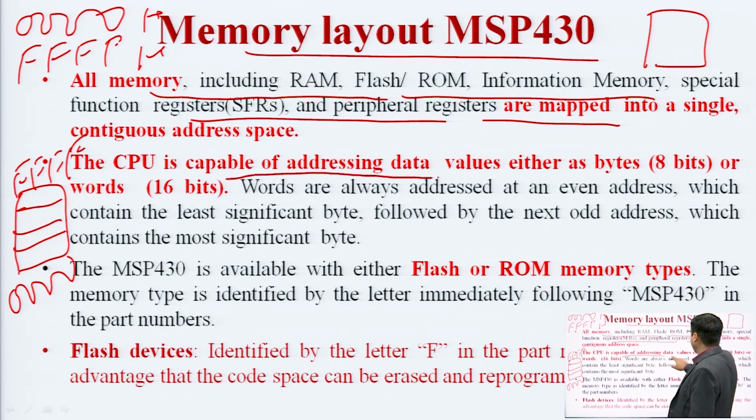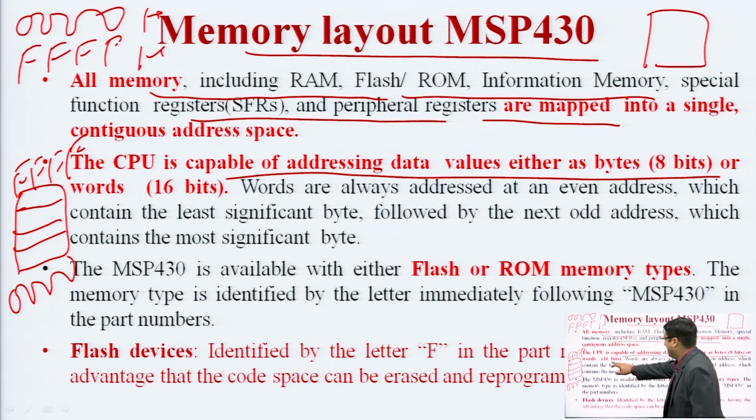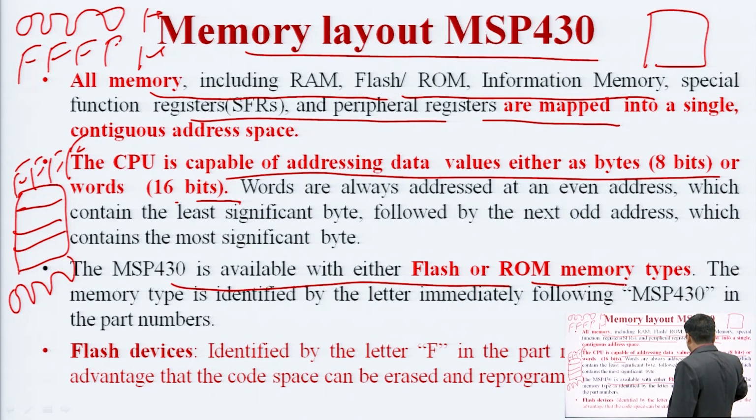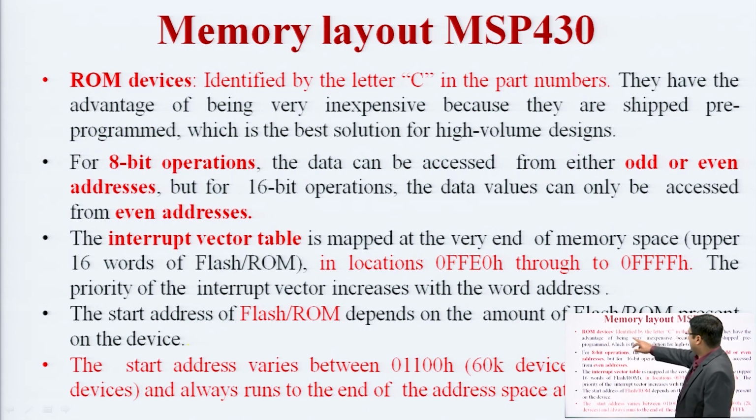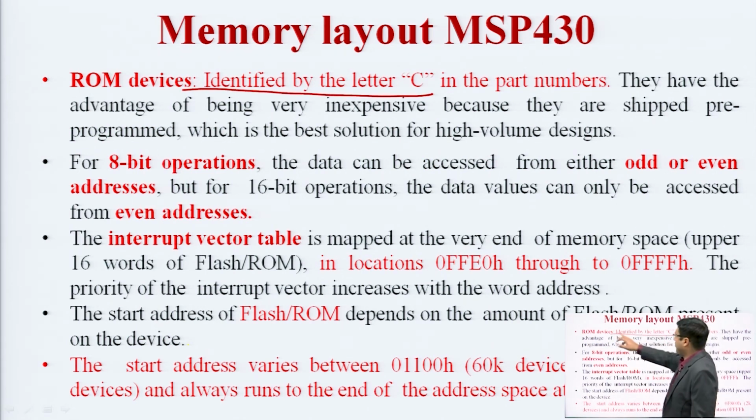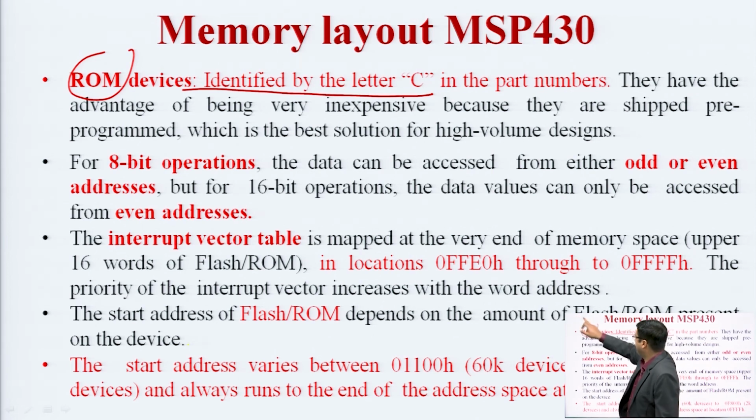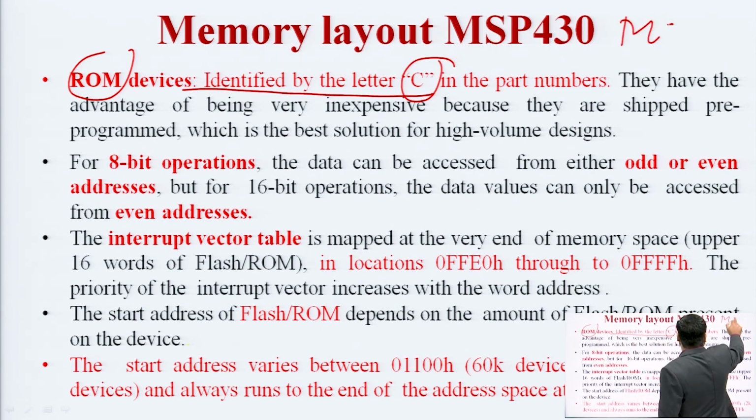The CPU is capable of addressing data values either as bytes or words. Byte means 8 bits and word means 16 bits. So it is compatible with both. The MSP430 is available with either flash or ROM memory. We have seen that. How do we know that an MSP430 has flash? There is a letter F in the particular member of the family. The other is the ROM devices. How to identify the ROM? It is basically a code memory, so there will be a C in the MSP430 family name.